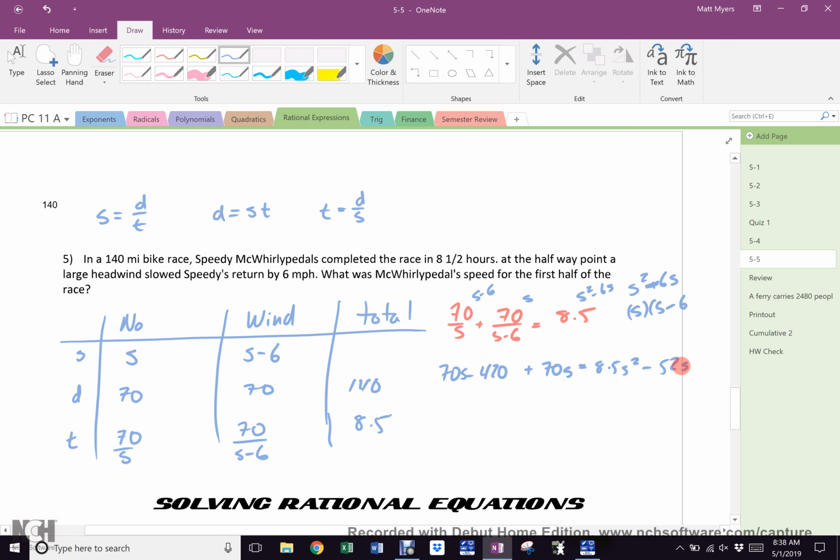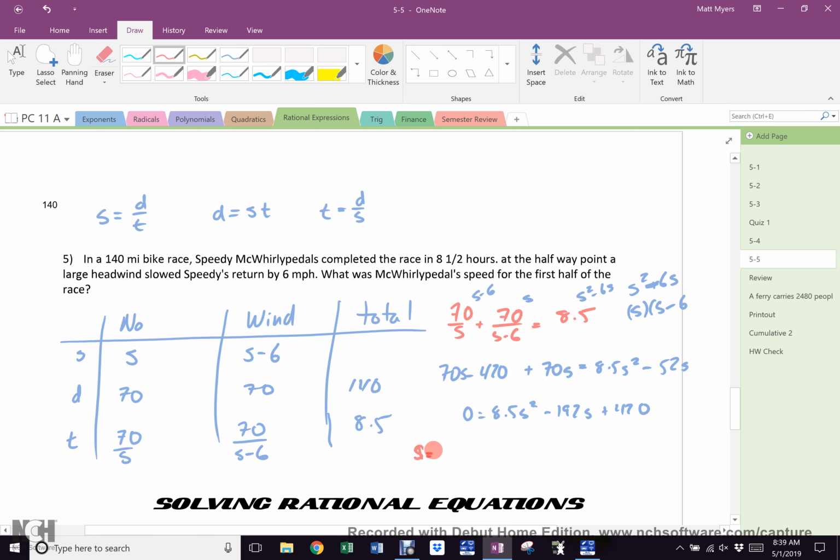Yeah? Now what? Collect like terms. 0 equals 8.5S squared. 70 plus 70 is 140, yes? Negative 52 minus 140 is negative 192S plus 420. Yeah? Now what do we do with that? What do we do with that? We run it through the quadratic formula, right? So what will it be?